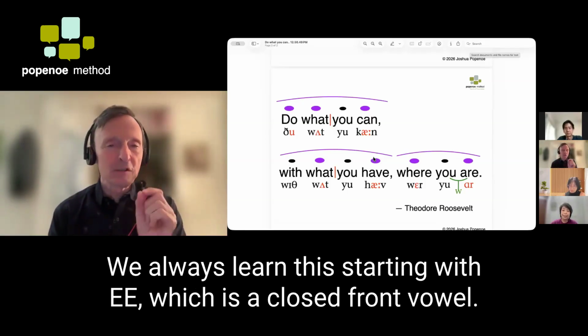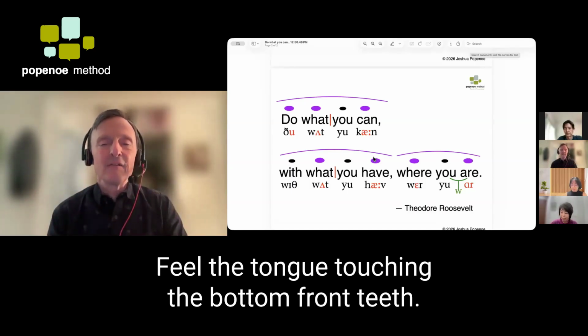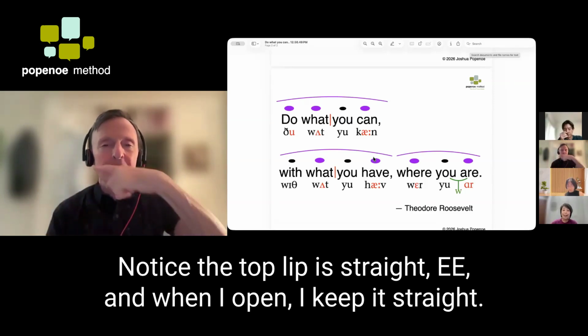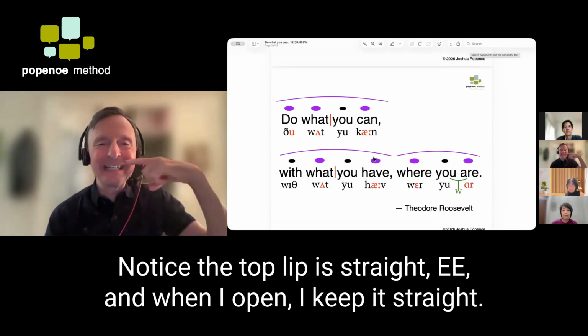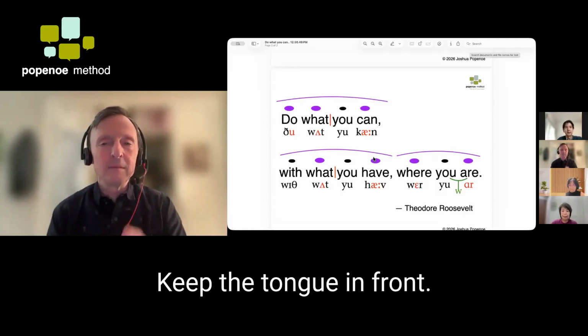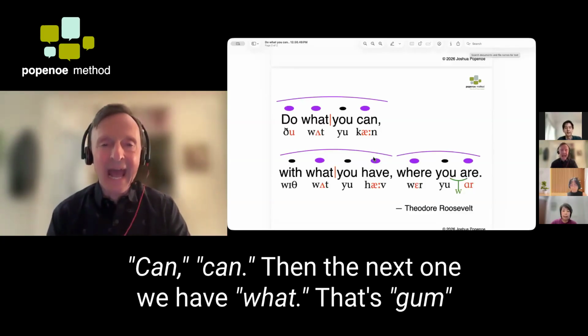We always learn this starting with E, which is a closed front vowel. E. Feel the tongue touching the bottom front teeth. Spread the lips. Notice the top lip is straight. E. And when I open, I keep it straight. E-ah. Keep the tongue in front. Don't let it pull back. Yeah, can.